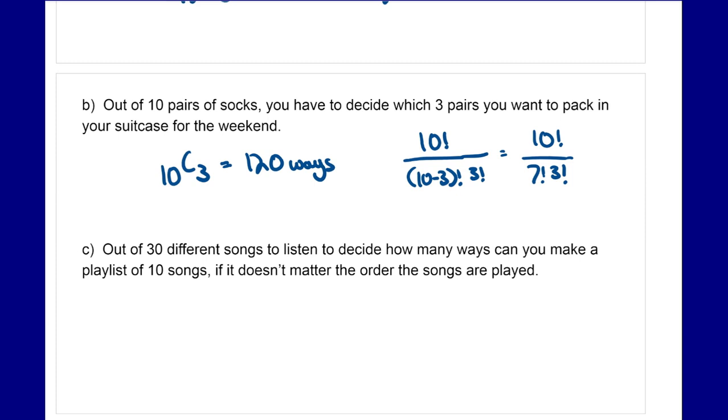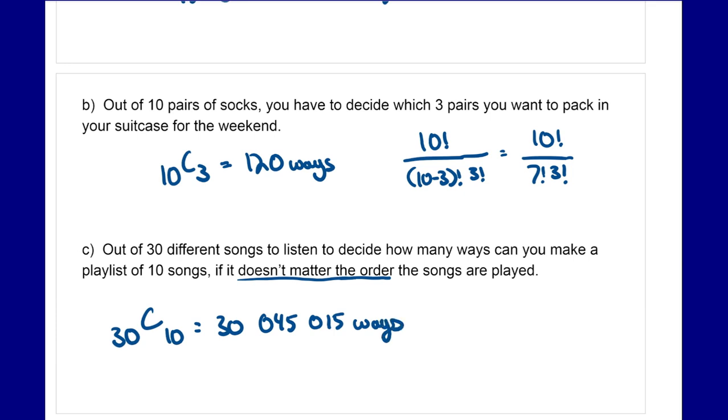C: out of 30 different songs to listen to, decide how many ways you can make a playlist of 10 songs. It doesn't matter the order the songs are played. So it's kind of clear here. Order doesn't matter, right? Maybe I'm going to put it on random, or maybe I don't care. I just want to make a group of 10 songs. So in this case, 30 choose 10, or 30,045,015 different ways.